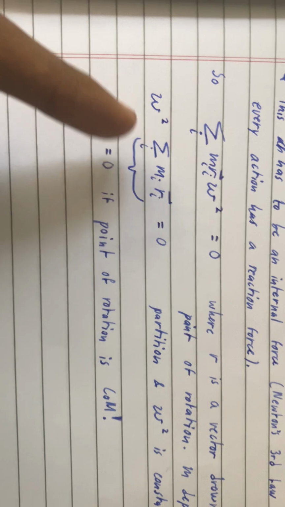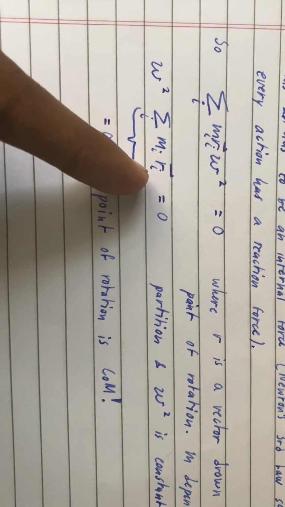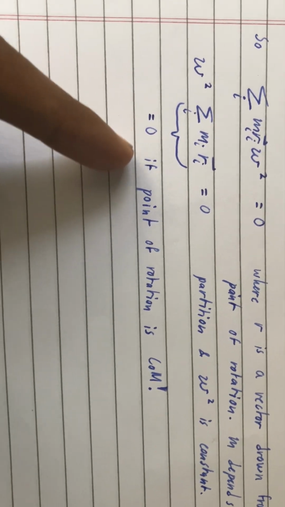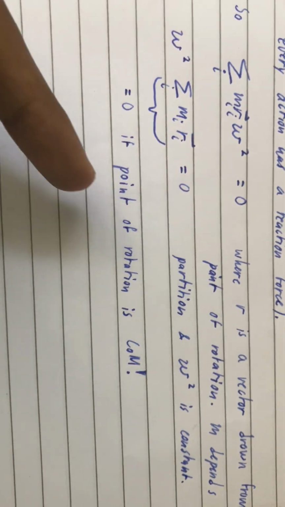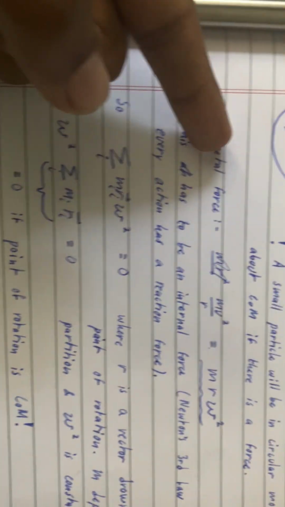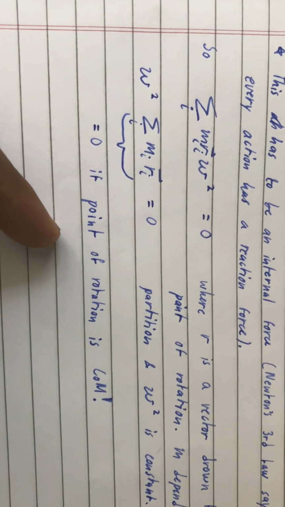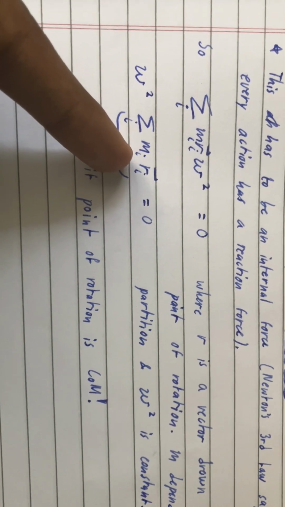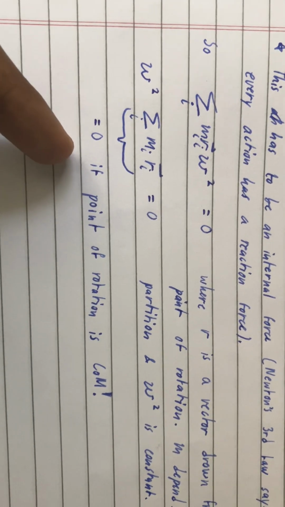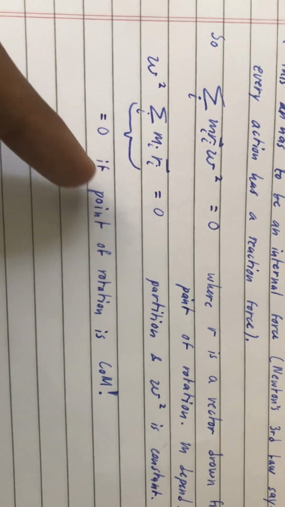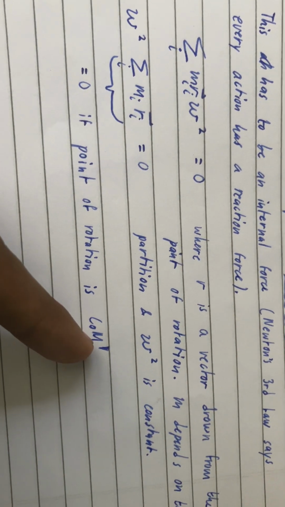Now, because of the equilibrium, omega squared is going to be a constant. And now we have this interesting sum. Do we remember that if the point of rotation is the center of mass and r is this vector drawn from the center of rotation to each point, then, well, this is just the mass moments, right? And the mass moments are going to sum up to where the center of mass is. So if we want this to be 0, we should have the center of rotation be the center of mass.